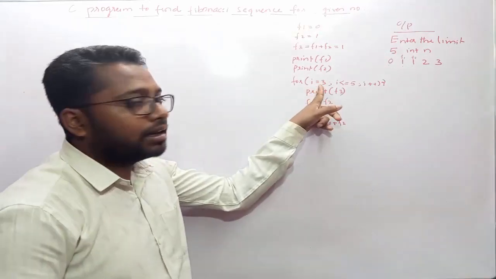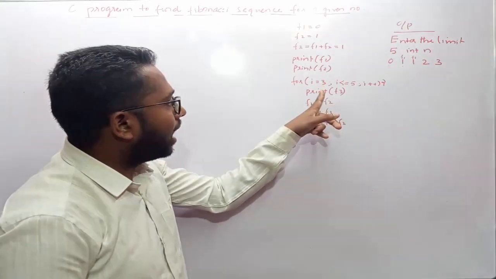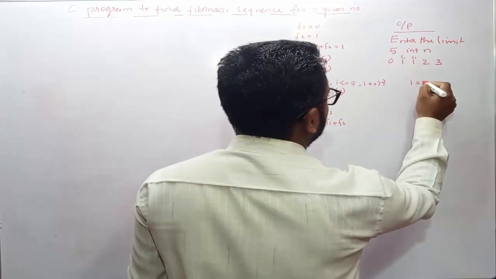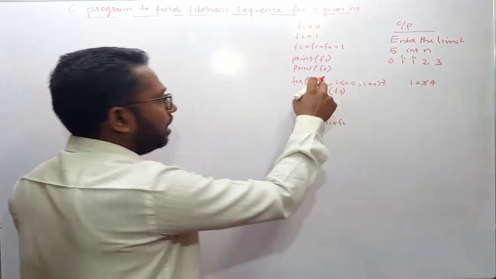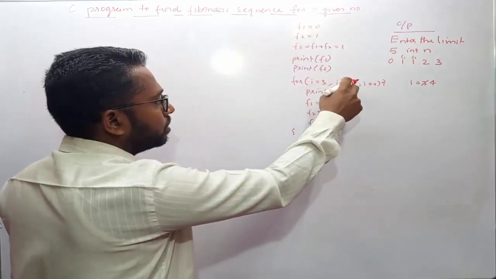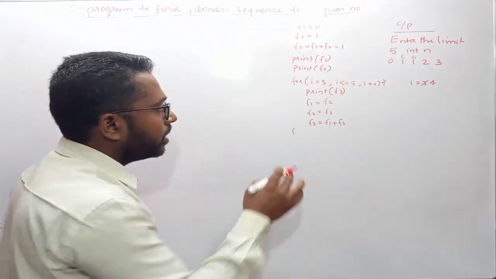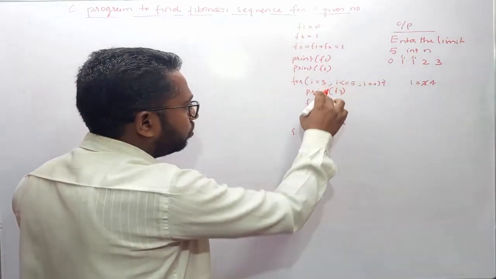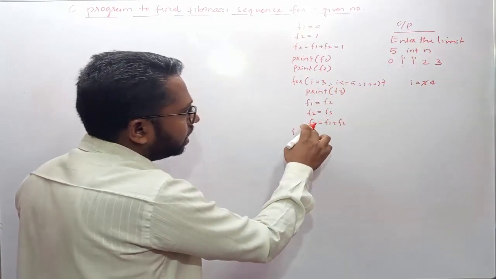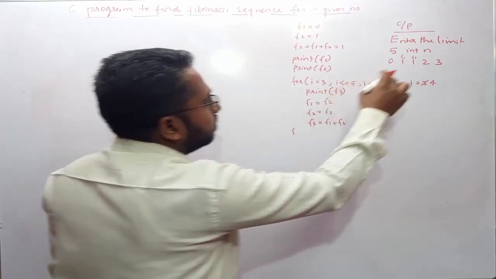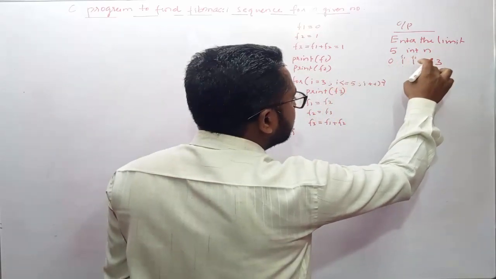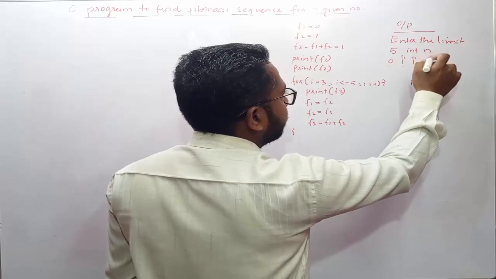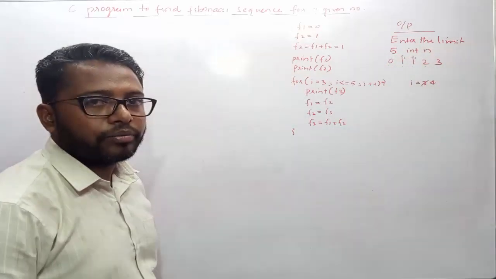Then I gets incremented by 1. I now becomes 4. When I becomes 4, 4 is less than or equal to 5. Yes, condition satisfied. Then control will come inside the for loop to print this value of F3. Now the value of F3, which is 1 plus 1, 2, gets printed out here. Okay, this also gets printed out.